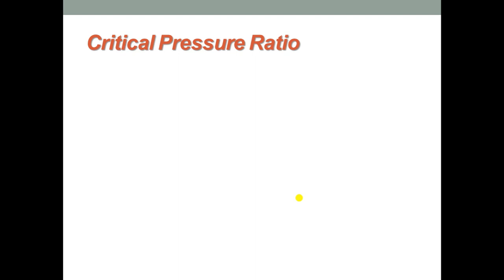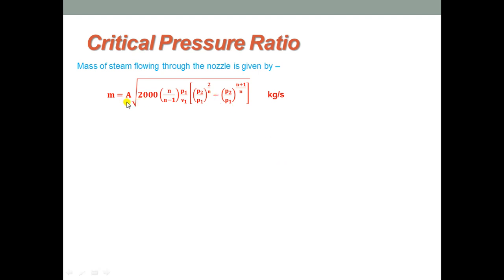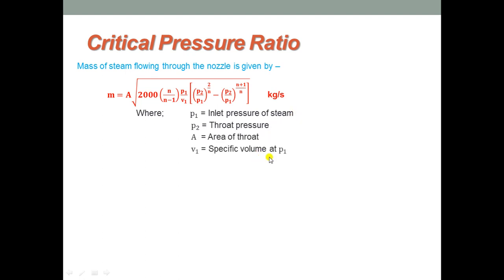Moving on to the next topic, which is critical pressure ratio. The mass of steam flowing through the nozzle is given by the expression m equals A into the root of 2000 n by n minus 1 into P1 over V1 multiplied by (P2 over P1) to the power of 2 by n minus (P2 over P1) to the power of n plus 1 over n, in kg per second, where P1 is inlet pressure of steam, P2 is throat pressure, A is area of the throat, and V1 is specific volume at pressure P1, that is, at inlet pressure.